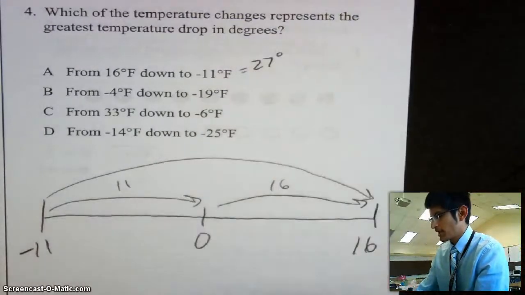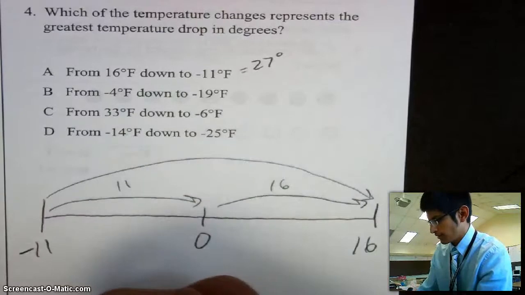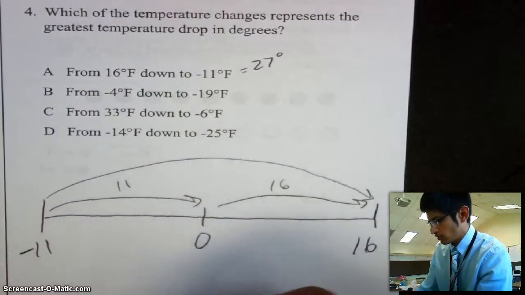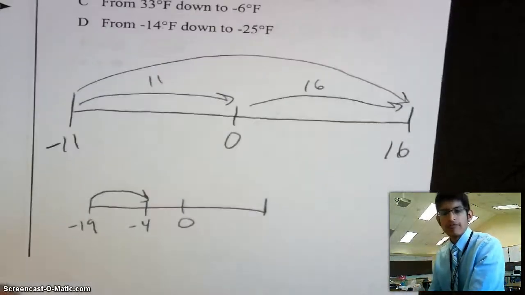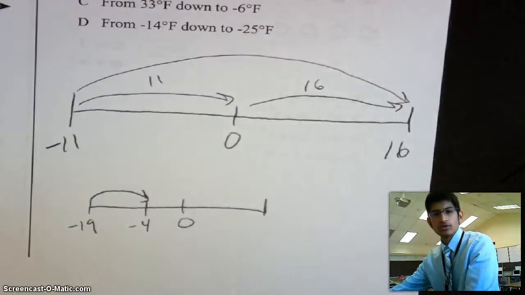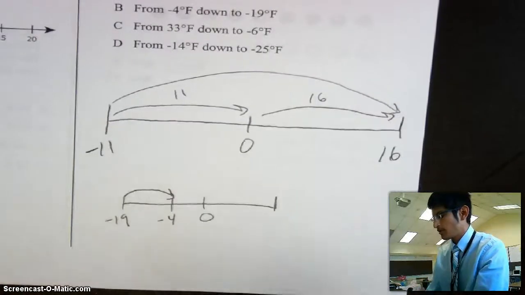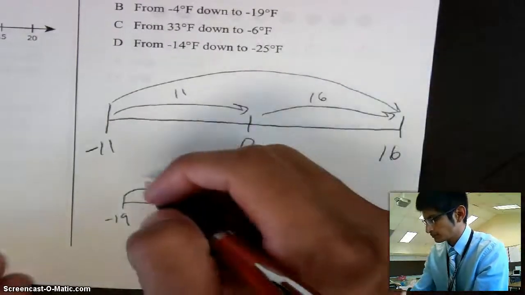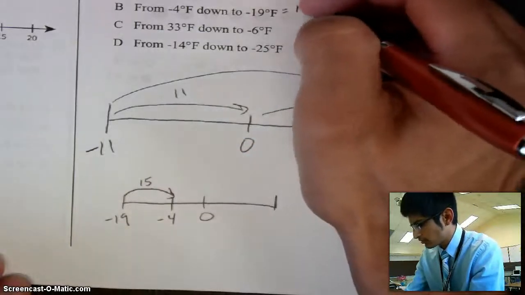This one says from negative 4 to negative 19. So draw a little number line here. Here's 0. Here's negative 4. Here's negative 19. So it's asking how far away are those two numbers? To get from 4 to 19, that would be 15 spaces away. The distance is 15, so that would be 15 degrees.